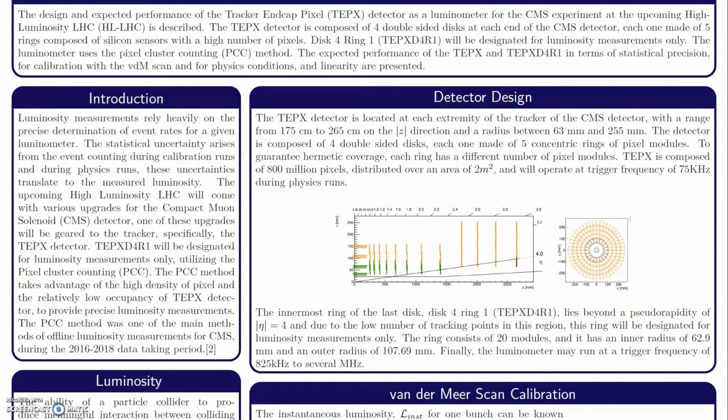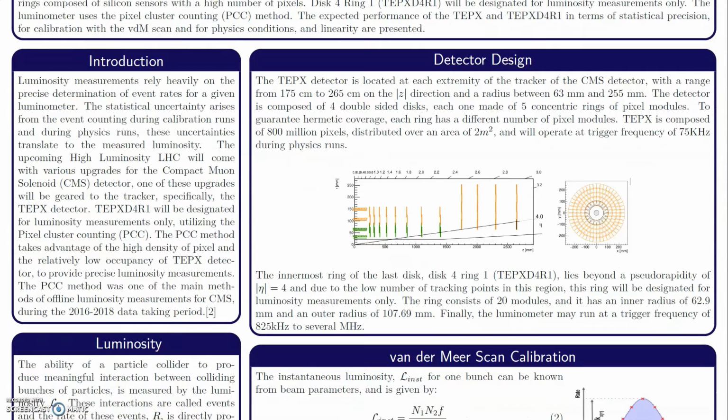The CMS detector will receive several upgrades during the high luminosity phase of the LHC, one of which will be geared towards the tracker portion of it, specifically the TEPX detector, from which this ring will be designated for luminosity measurements only, and it will utilize the pixel cluster counting method as the main source of luminosity measurements. The PCC method takes advantage of the high number of pixels and the relatively low occupancy of the TEPX detector to provide precise luminosity measurements.